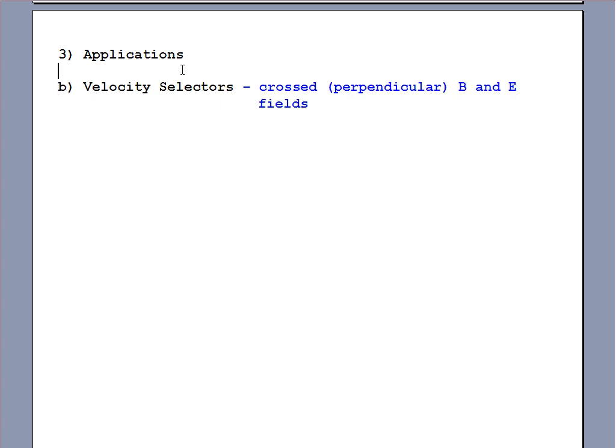This is something that you can actually do some calculations for. You'll probably be expected to do some of these calculations at the end of the chapter, so you might want to pay a little more attention to this part. Velocity selectors are very important if you were, say, working at a particle accelerator and you're accelerating particles and not all of the particles are traveling at the same speed.